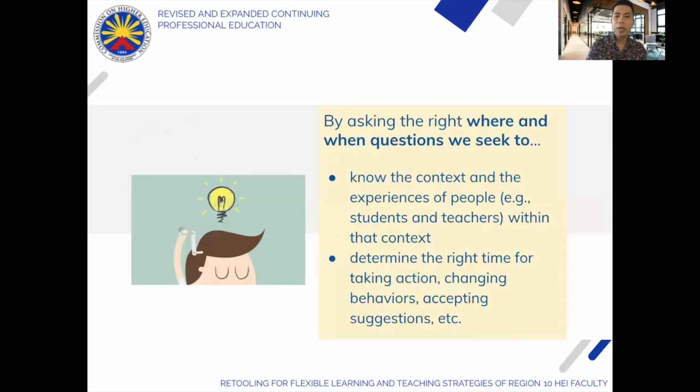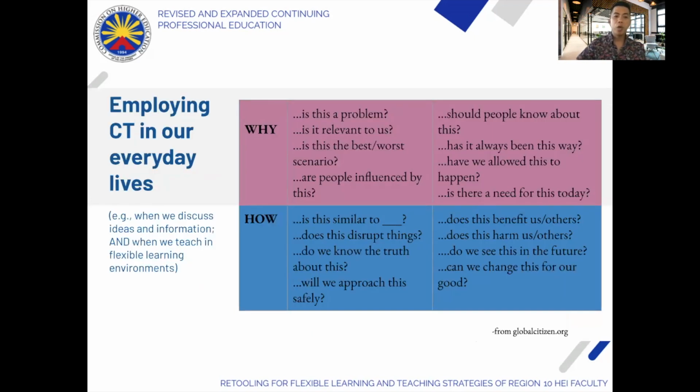And when asking the right where and when questions, we seek to know the context and the experiences of people, for example, students and teachers within that context. And we want to determine the right time for taking action, changing behaviors, and also accepting suggestions. Okay, all right. And of course, the last one is the why and how questions.